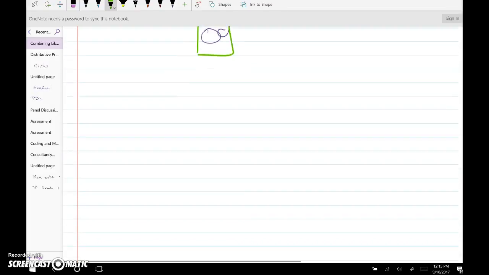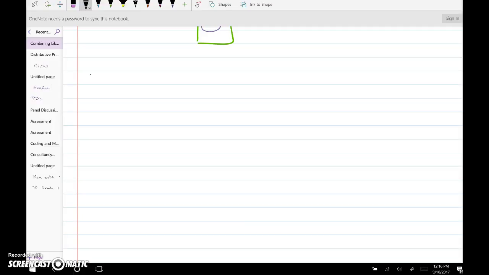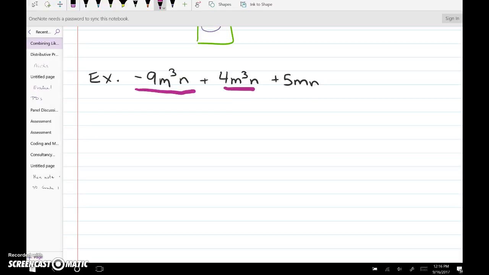Let's try another problem. Let's do example negative 9m to the third n plus 4m to the third n plus 5mn. So let's start by looking for like terms. Let's see, I have a negative 9m to the third n, and now I have a 4m to the third n. So these two are the same, but this 5mn is different. My m's are not raised to the same power. In my 5mn, the m is raised to the power of 1 or it has no exponent. So that one's just going to hang out by itself. There's nothing to combine it with.